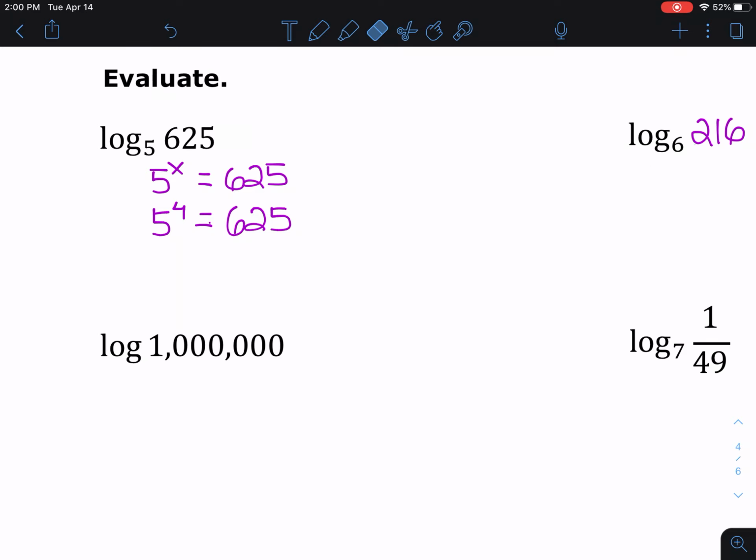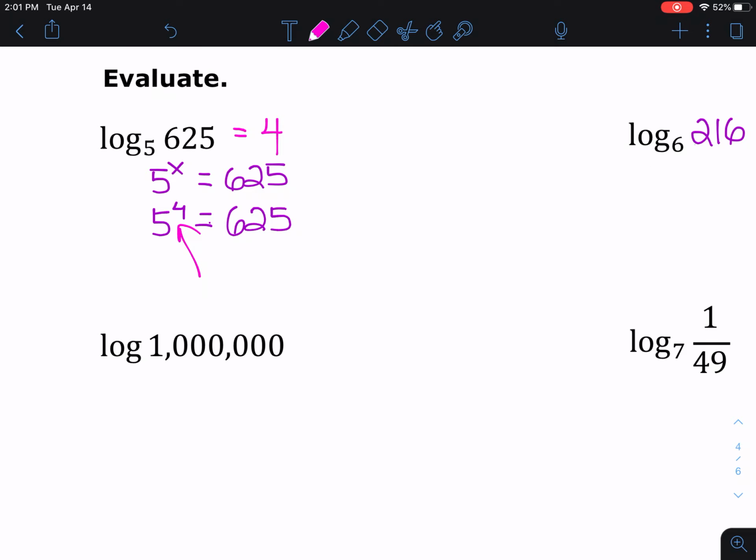this right here is now, let's actually go to a different color. This actually equals 4, since 5 to the fourth is 625. So that means log base 5 of 625 is also equal to 4. Okay, so that's how those work. So remember, logarithms are exponents, and that's what my exponent is here.